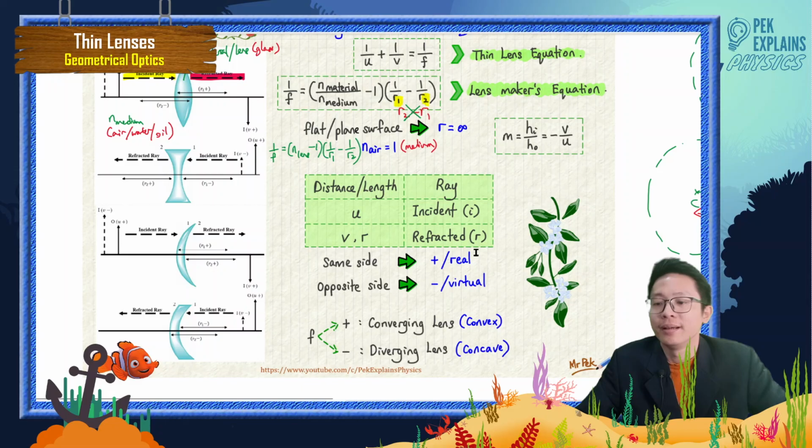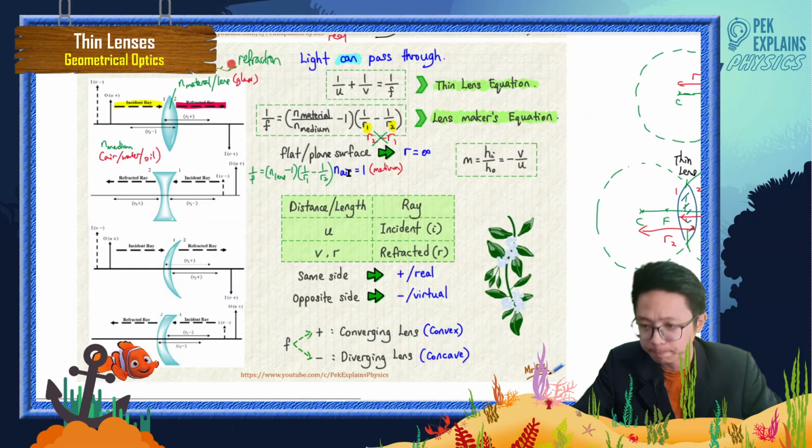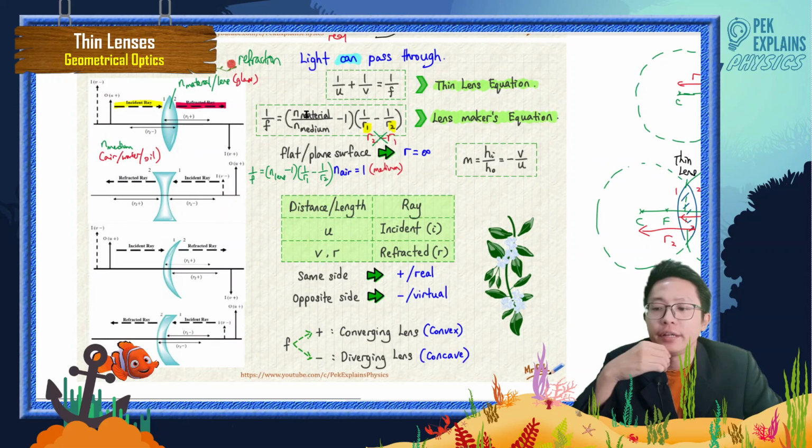We still stick in the lensmaker equation. Okay, lensmaker equation. Now, I already talked about the refractive index for material and refractive index for medium. Now, what is this R1 and R2? How to determine which one is R1, which one is R2?